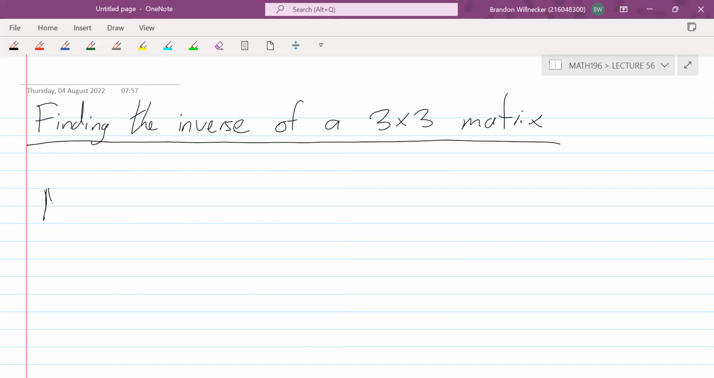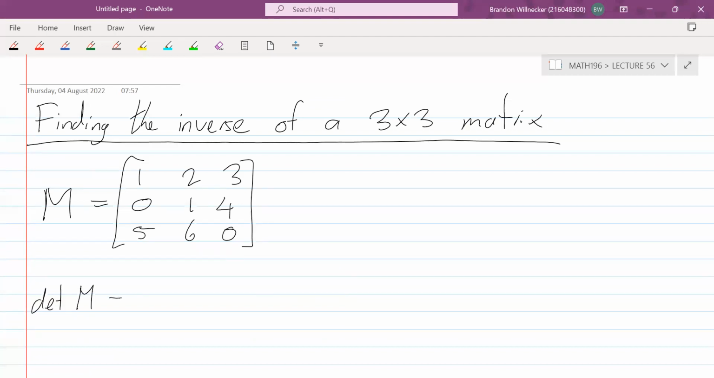So let's say we have a matrix M. It's given by 1, 2, 3, 0, 1, 4, 5, 6, 0. Okay, so we need to check the determinant. So the determinant of M, or remember, we could write this as 1, 2, 3, 0, 1, 4, 5, 6, 0, like that. Okay, this is going to be 1 times, we block off that column, we block off that row, and we find the determinant of the smaller submatrix. So that's going to be 0 minus 24.